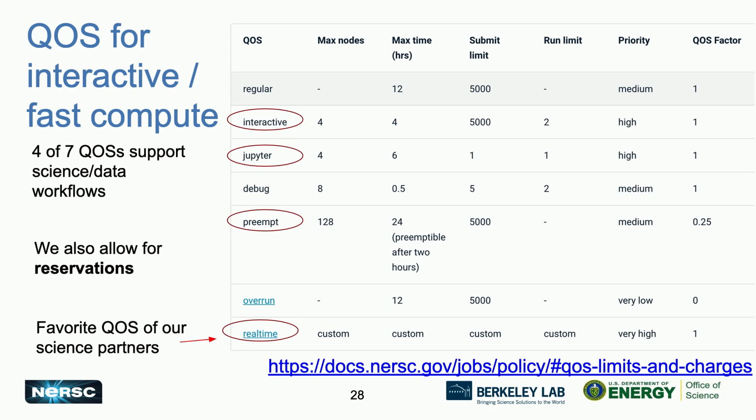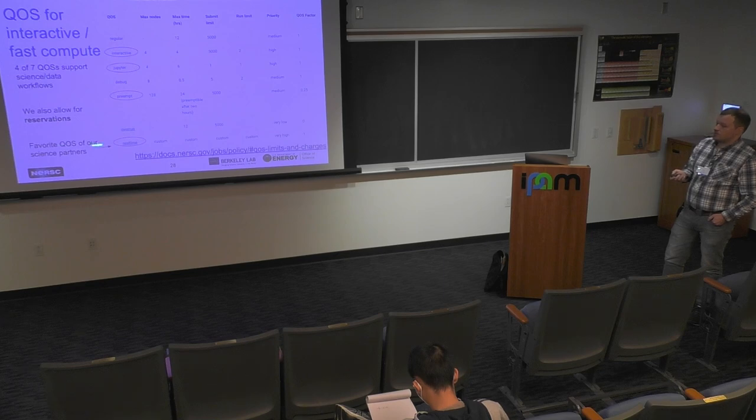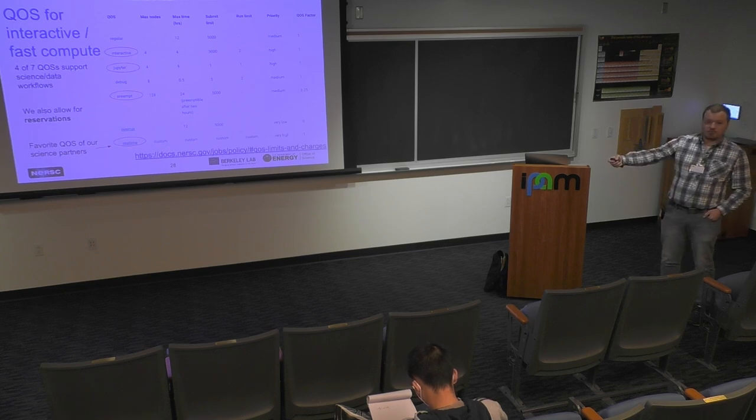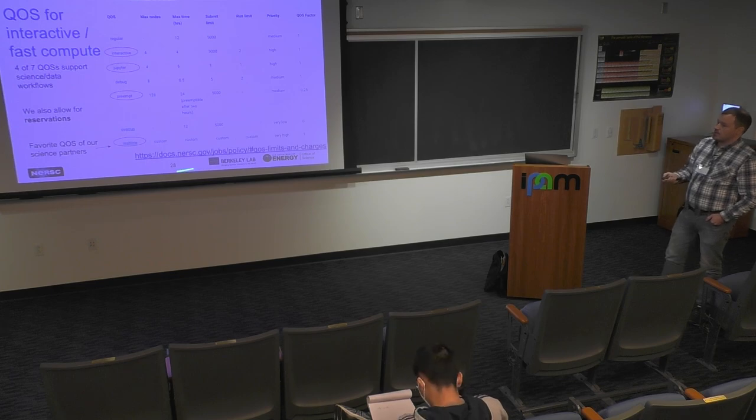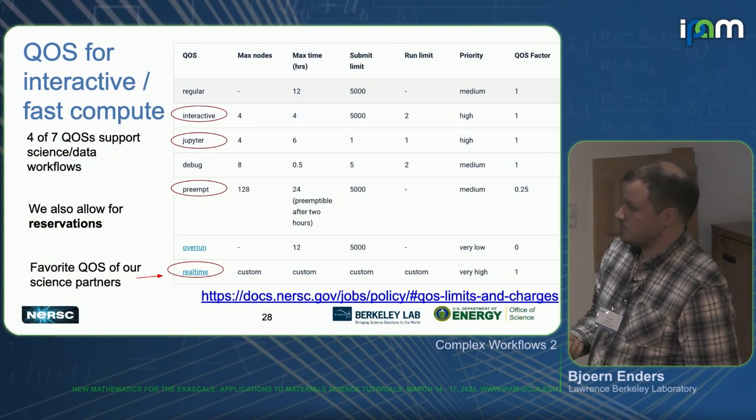So the interactive queue is very helpful for our users to do some online analysis while they're doing the experiments. Then Jupyter, of course, because Jupyter is a preferred data analysis tool. And then preempt, which was briefly discussed yesterday, where your jobs can be preempted. And then a very special queue for our partner facilities, which is called realtime. If you submit jobs to this, you get a super high priority and it puts you very much ahead of the queue, so you can be sure that your job runs almost immediately. But this requires special access, so you would need to reach out to us.